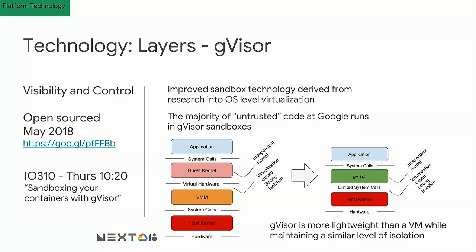gVisor is sandbox technology that was derived from research into operating system level virtualization. When we think of virtualization, we usually think either really low level, like machine VMs, emulating CPU and device behavior, or we think about language level VMs like Java. The idea with gVisor is that there's maybe an even more efficient way to sandbox and isolate applications by emulating system call behavior. Essentially we're emulating an operating system, not a machine, not a language, but an OS at the system call layer.